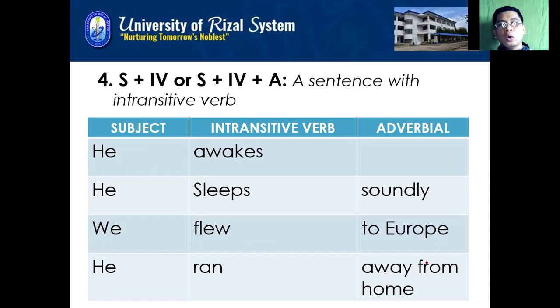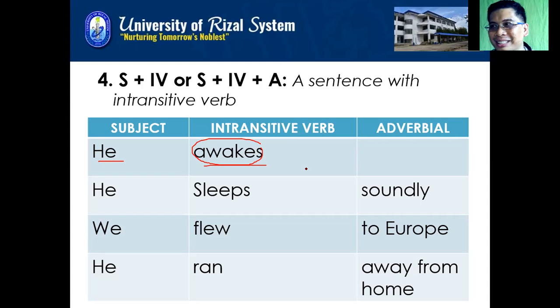Now, let's move on with the subject, intransitive verb, or subject intransitive verb plus adverb. So again, when we talk of intransitive verb, it is a verb which does not have a receiver of the action. Okay, but it can have an adverb which will describe the action. Okay, he awakes. He awakes. So as simple as that. Okay, so awakes is an intransitive verb. Again, it is always intransitive verb. Hindi siya pwede maging transitive verb.